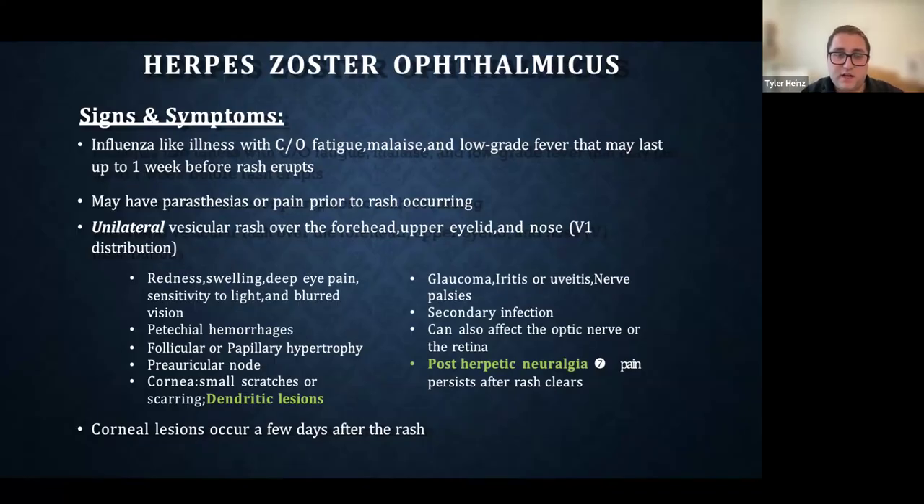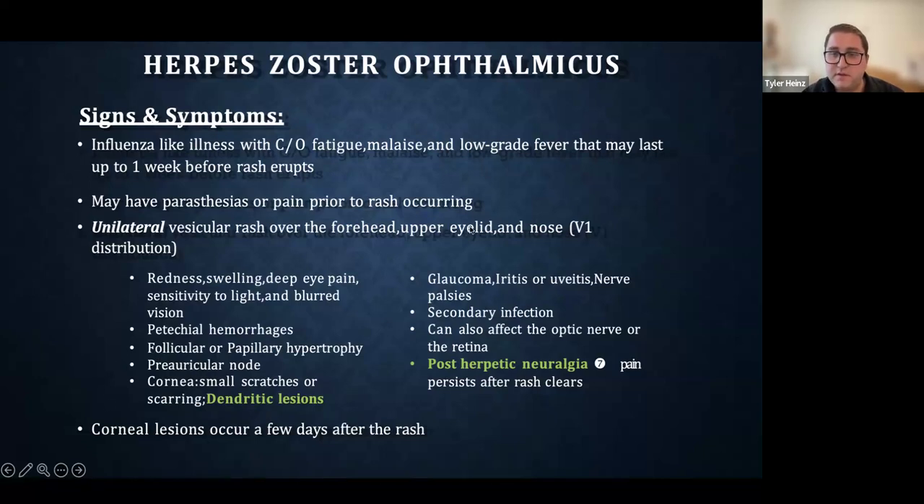some sensitivity to the light, blurred vision, some petechial hemorrhages, of course, on the skin, also in the eye, your follicular or papillary hypertrophy. You're going to have a swollen preauricular node. The big thing, and I'll show you a picture of this in a second, the big thing that we're looking for in the ophtho world is going to be our dendritic lesions. Now, these are bad news for the patient, but I'll tell you honestly, they do look kind of pretty from our perspective.